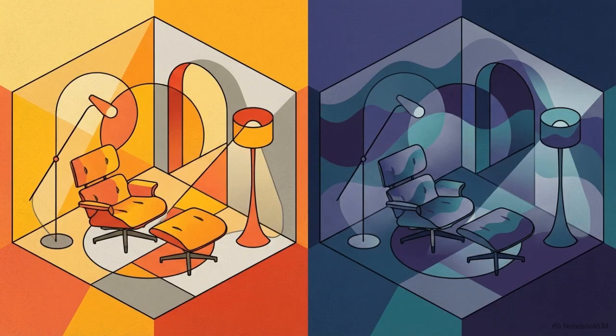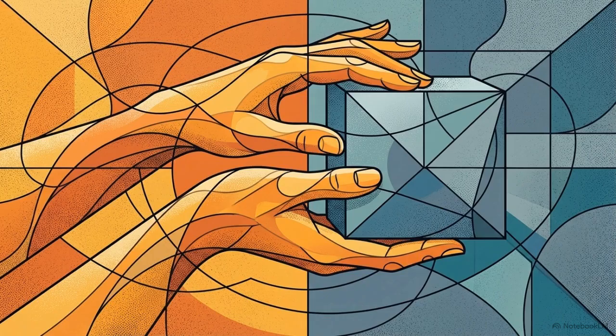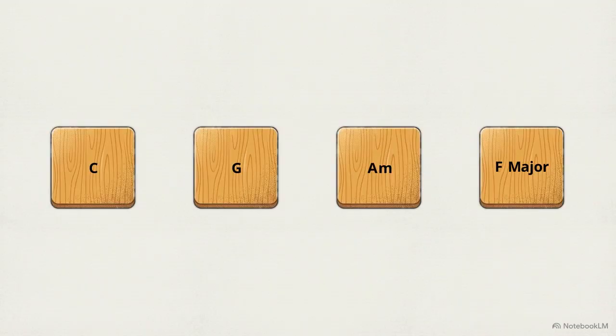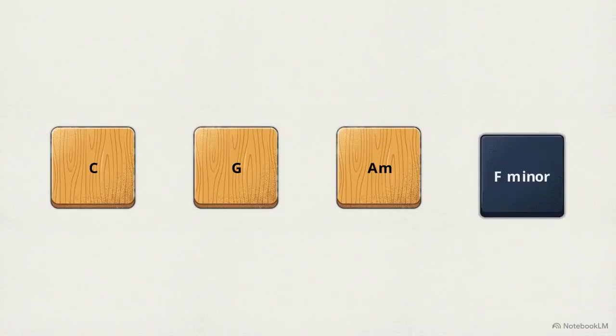Modal interchange involves borrowing a chord from a different scale, specifically the parallel minor. This means if your song is in C major, you momentarily borrow chords from the C minor scale. If you are in C major, your 4 chord is F major. It sounds bright and secure, but if you swap that out and borrow the F minor chord from the key of C minor, you create a sudden sense of yearning.